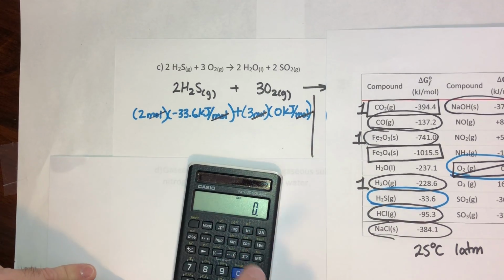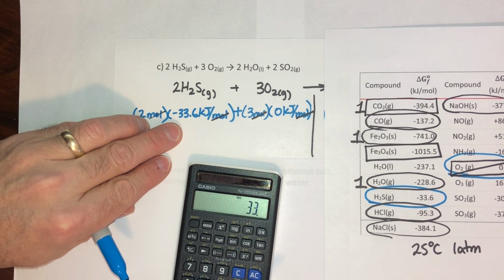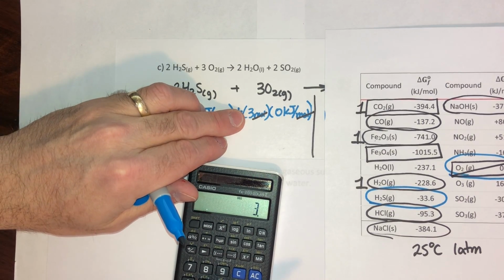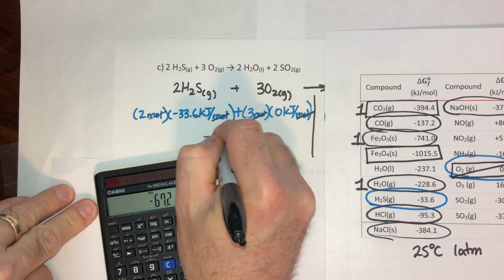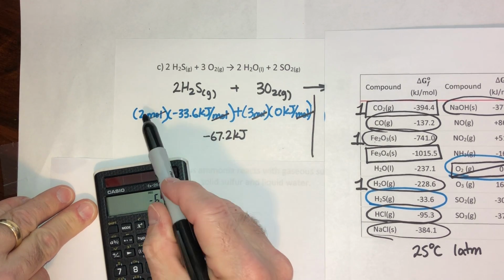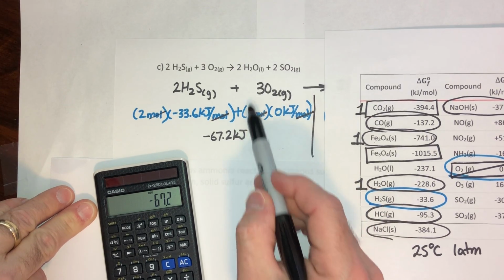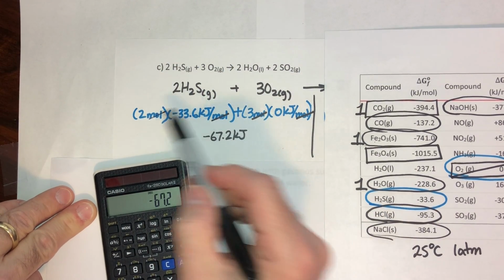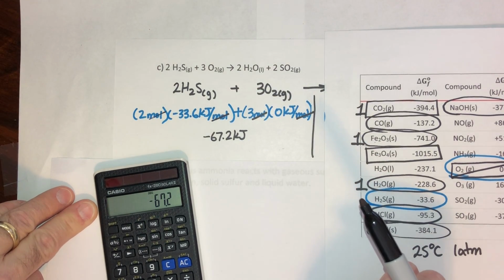So if we put this in our calculator and we do the whole thing all at once, 2 times negative 33.6 plus 3 times 0 gives me a total of minus 67.2 kilojoules. Right? This is the number for making one of them, but you have 2, so you have to multiply them. This is the number for making one, but you multiplied it by 3 because you got 3 of them. And then in order to get the total for the reactant, you had to add them up. So number for the first reactant, number for the second reactant, and you just add it.